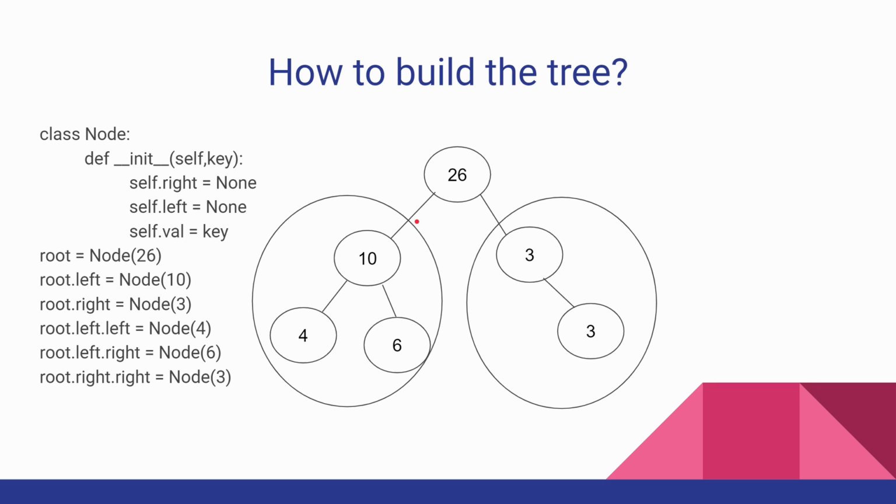You can build a tree by first making a class, and we call it Node. Then you have to make sure that each node has a pointer to the right and a pointer to the left, and it has a value too. So the root is 26, and its left branch is 10. Right is 3, and so on with everyone.